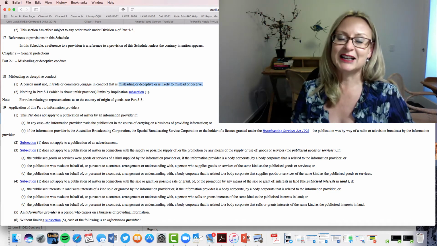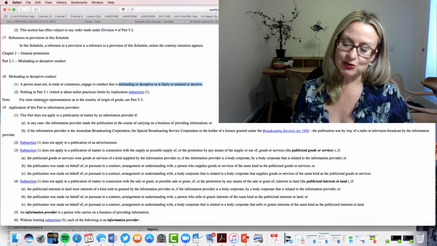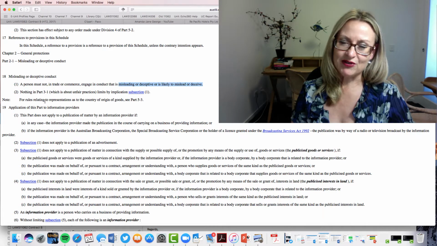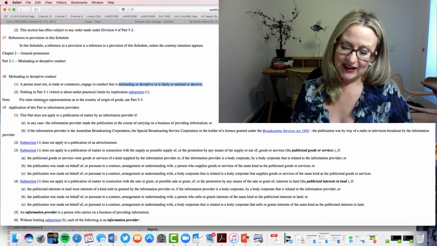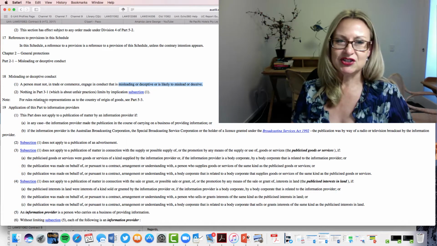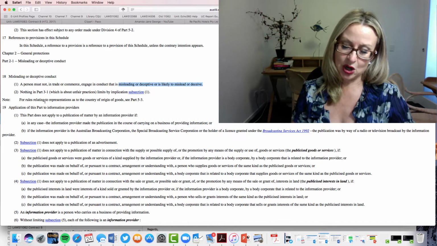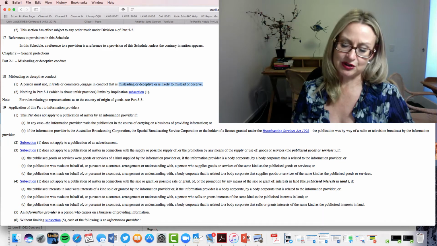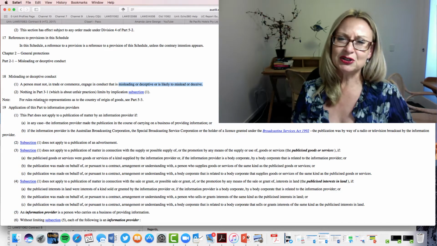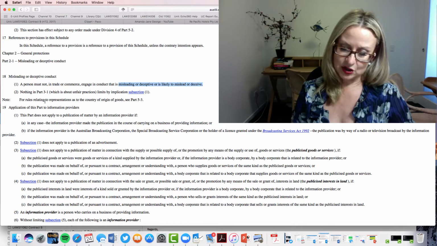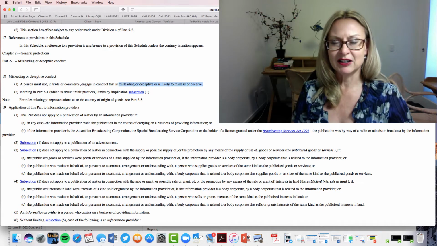Most of the discussion tends to be centred around the reasonable or ordinary member of the class. It doesn't matter if the chances of being misled are less than 50%, more than 50%. What you've got to do, as I said before, according to the Campomar case, is look at all the circumstances and conclude that there was a real and not remote chance of the consumer being misled. So the Campomar case was rather interesting.